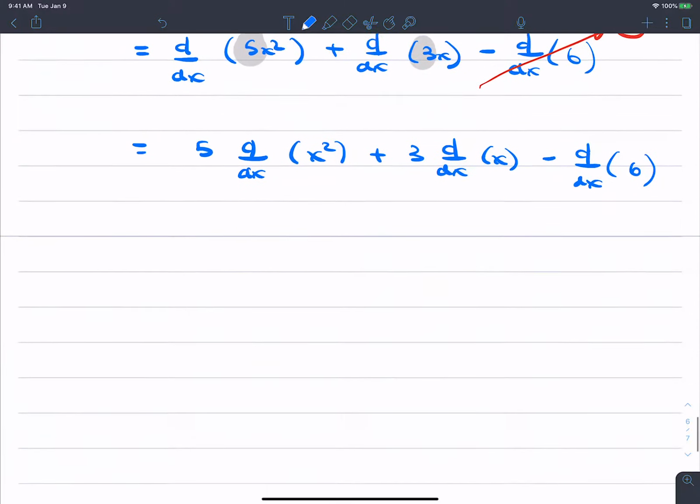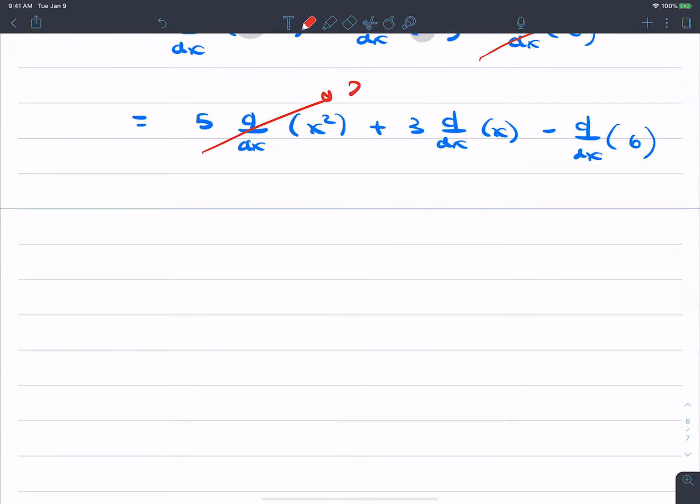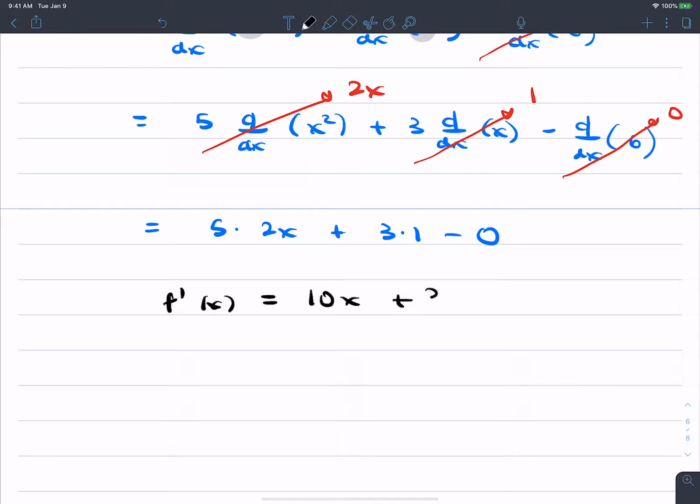Okay, so here's what I'm going to do now. Now that we have some good experience. Power rule. 2x. 1. 0. Since we're kicking up the problems, I want you guys to double check to make sure everything is what it should be. The derivative of x squared is 2x. So your final answer, right? Here's what we're going to say. F prime of x becomes 10x plus 3.